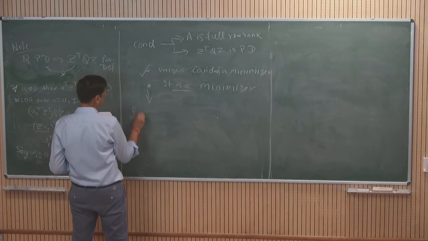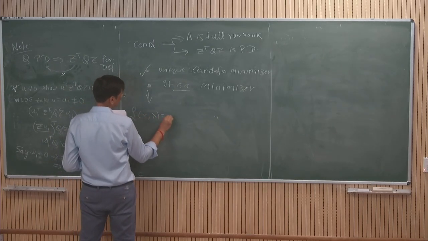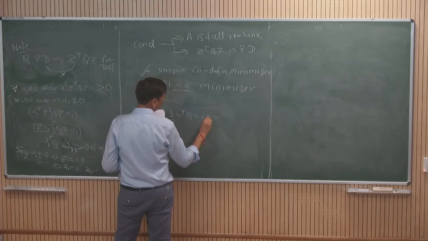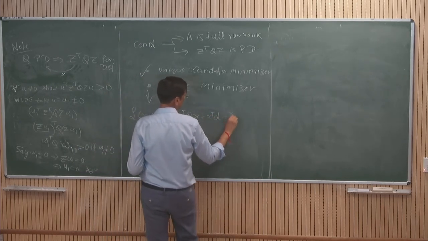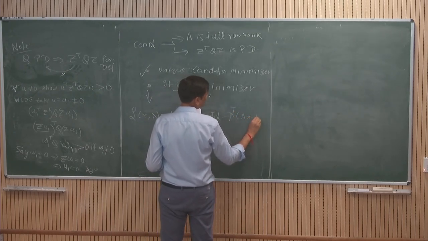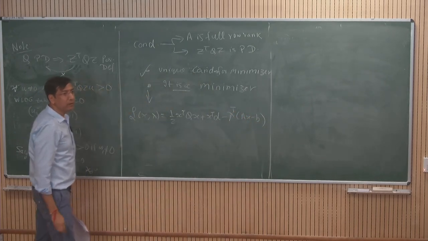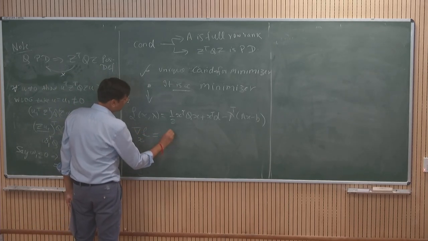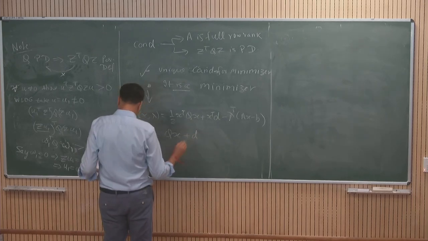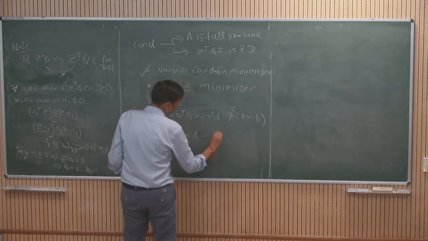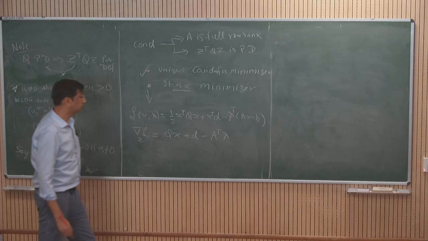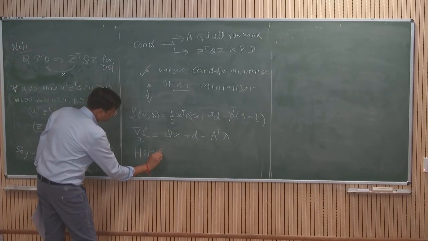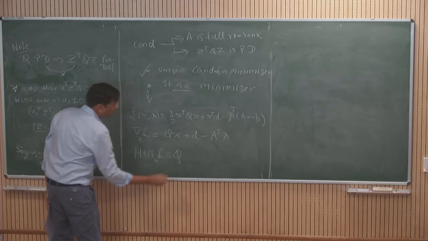So we had just written this, no? The Lagrangian L(x, lambda) is half of x transpose Qx plus x transpose d minus lambda transpose (Ax minus b). Correct? This is what we had written as the Lagrangian, and the gradient of the Lagrangian with respect to x was Qx plus d minus A transpose lambda. Correct? So now what will be the Hessian? Nothing but Q. So that's done.